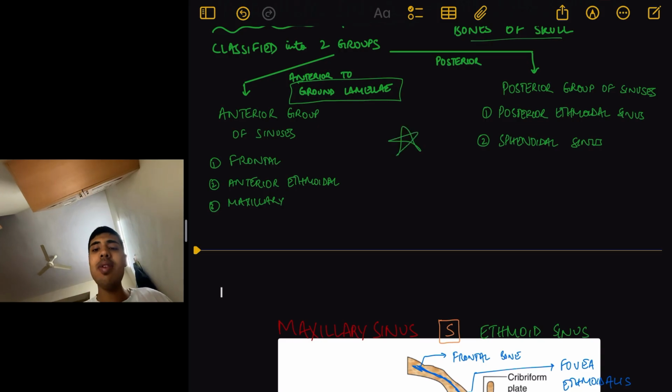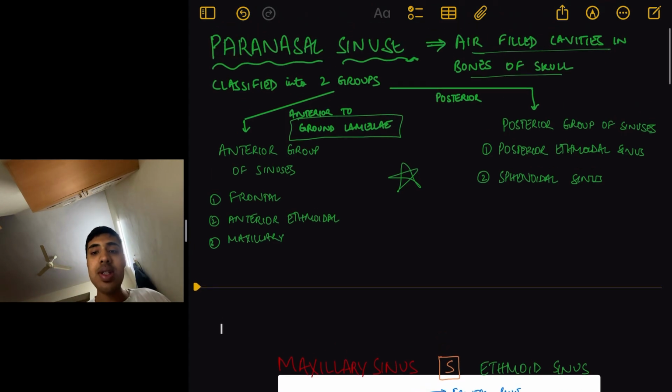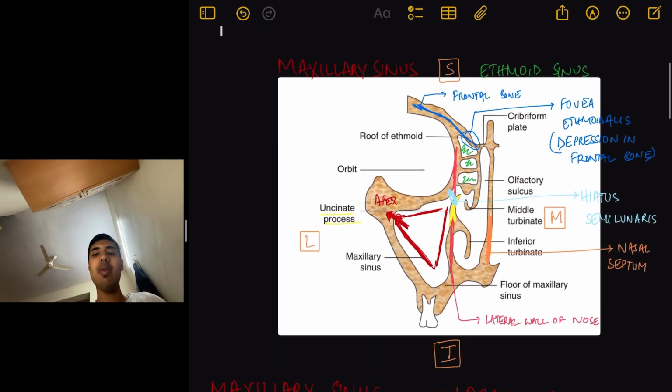Anterior group of sinuses, very, very important. Anterior group of sinuses, you have three. You have the frontal, you have the maxillary, and you have the anterior ethmoidal. Posterior group of sinuses, you have the sphenoid sinus and the posterior ethmoidal sinus. So this is about classification. First, let's go one by one.